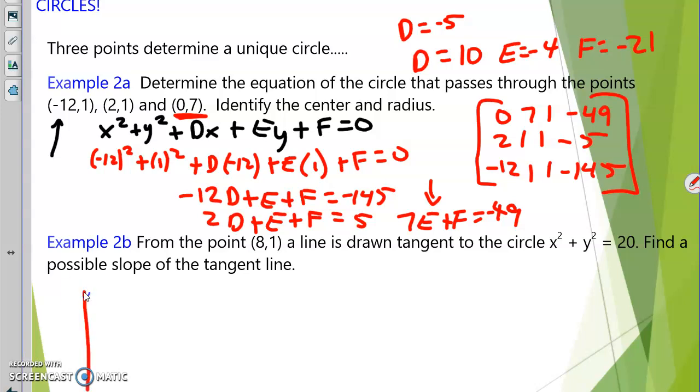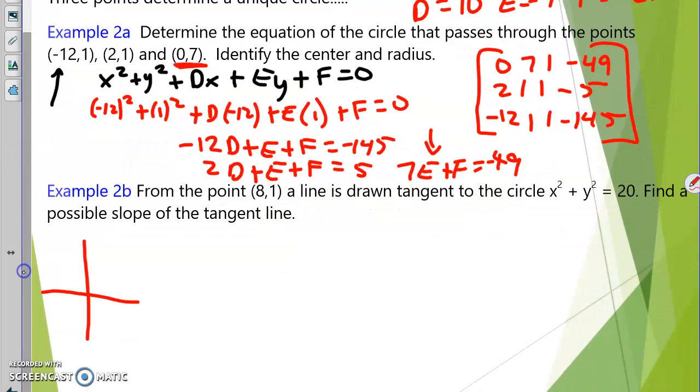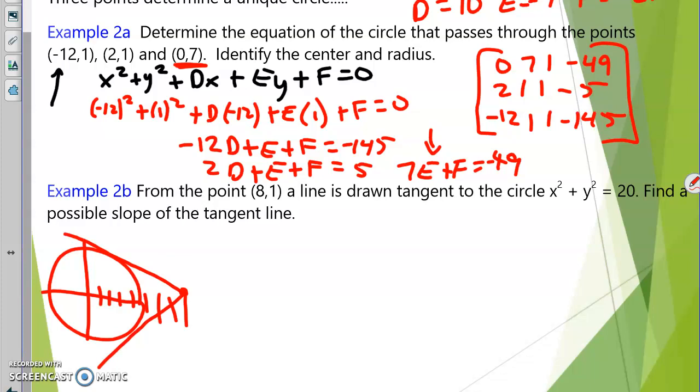So just to start with, I want to draw a picture, and we know that we have a circle of radius square root of 20, which is going to give me just a little bit bigger than 4. I have the point 8, 1, so there's my point. We're going to have a tangent line that goes off that way, and we're going to have a tangent line that goes off that way. And we want to find out what they are.